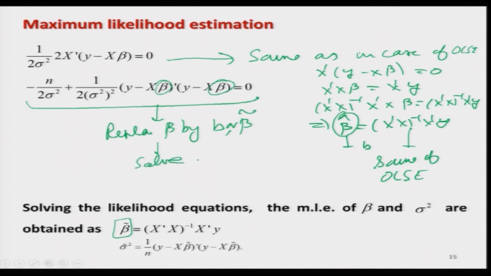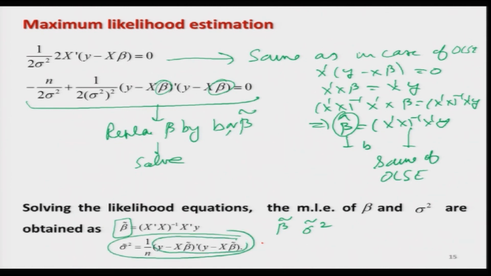You will get sigma square is equal to 1 upon n (y minus X beta) transpose (y minus X beta). The maximum likelihood estimators we are trying to denote by beta tilde and sigma square tilde. So, you can see here this is like this. Right, and you can see this part in the numerator is the same as the OLSE. The only difference is that the term in the denominator is different. In the case of MLE, the denominator is n. In the case of the ordinary least square estimator of sigma square, it was n minus k.